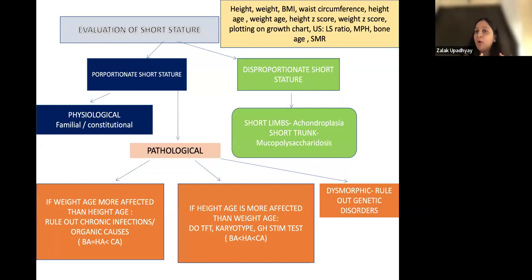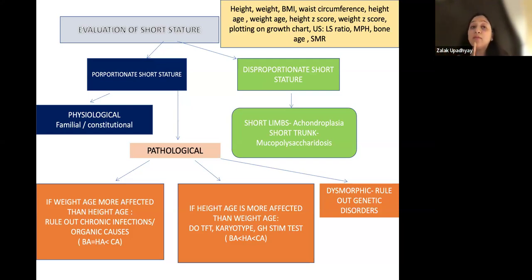Height, weight, important. Take BMI, that is also important. If you see that the BMI keeps falling every time, you know that there is some chronic systemic illness going on, right? So BMI is also important. If BMI keeps increasing, but not the height, that means there can be hypothyroidism. So BMI is also important.